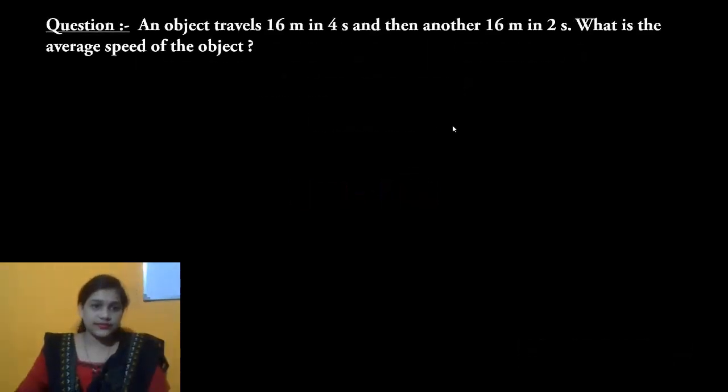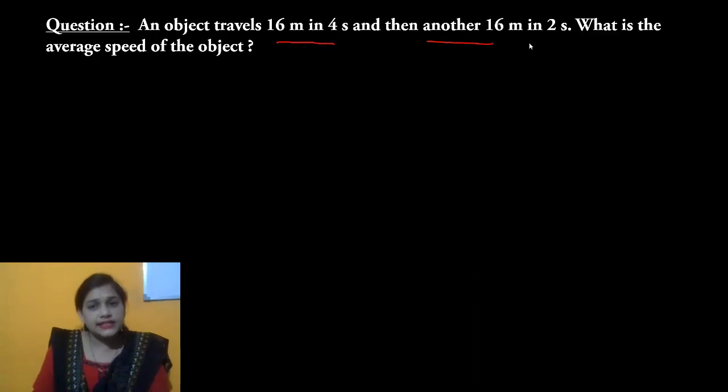So the next question. An object travels 16 meters in 4 seconds and another 16 meters in 2 seconds. What is the average speed of the object? This concept is based on average speed. Very interesting question and very easy also. An object travels 16 meters in the first 4 seconds and then another 16 meters in 2 seconds.